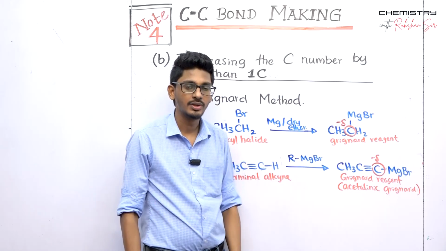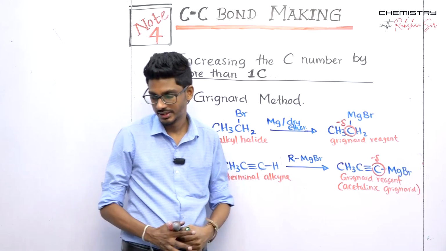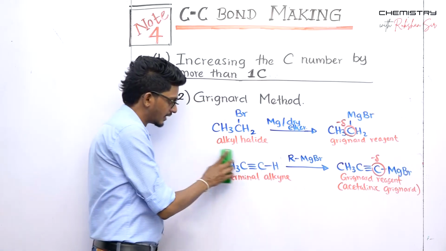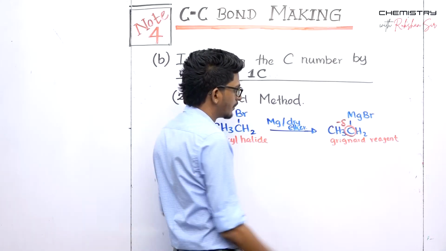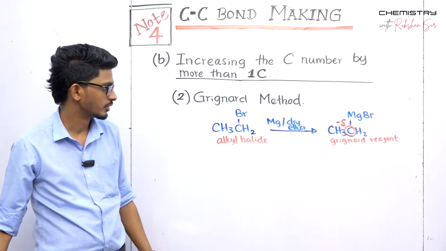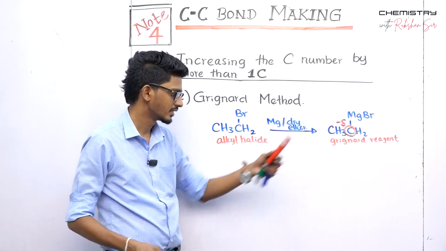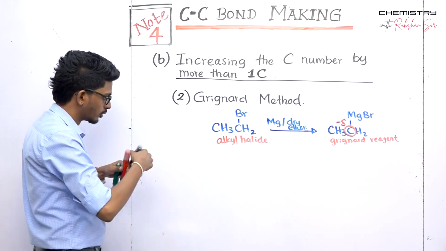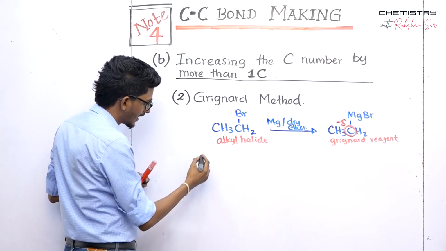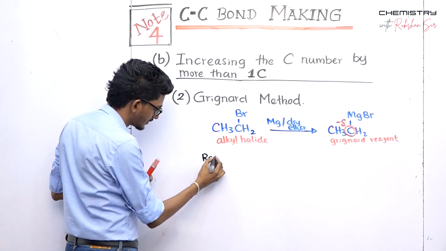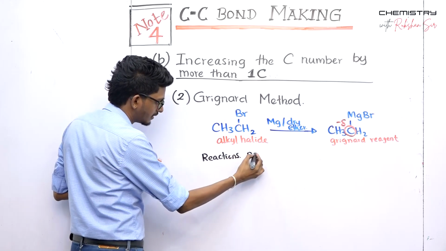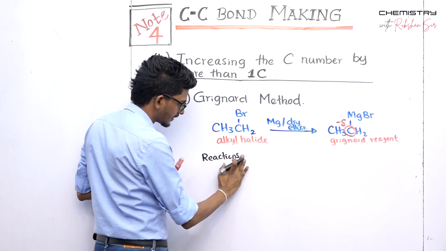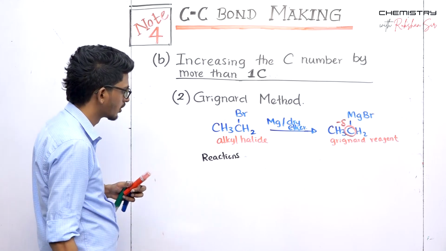Let's see how that is used. I'll erase this one and use this Grignard reagent to attack positive carbons in organic compounds. You can use the other one as well, but I'll go with this one as an example. So this is how we make it, and let's come up with the reactions that are important for conversions.